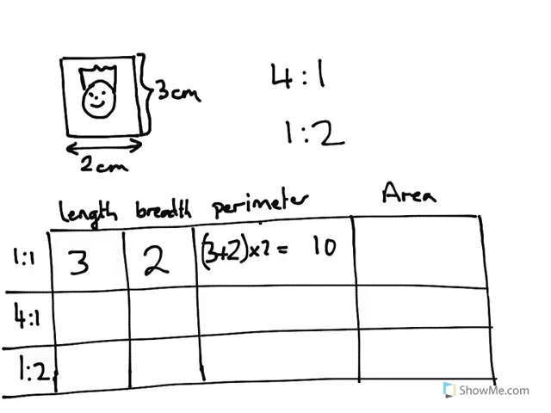What's the area of this stamp? Length times breadth, 3 times 2, giving us 6. Units of area, centimeters squared. Units of perimeter in centimeters. Length and breadth are also in centimeters.